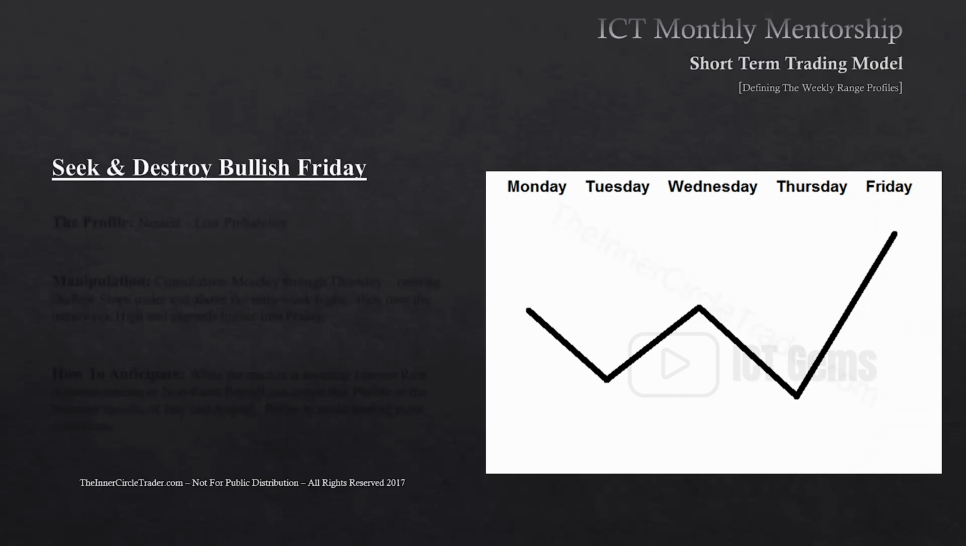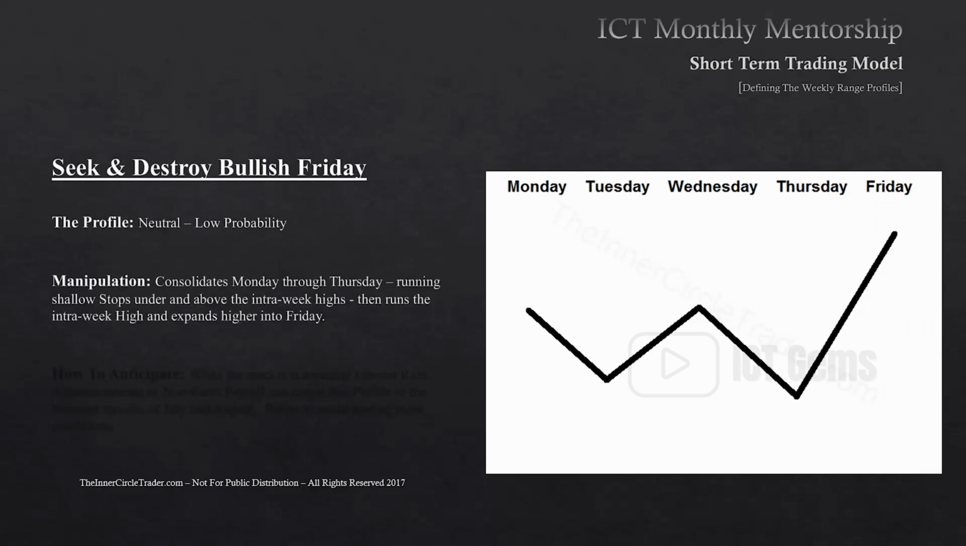Seek and destroy bullish Friday. This is a neutral or low probability market profile. The telltale signs of manipulation in this profile are where price is consolidating Monday through Thursday, running shallow stops under and above the intra-week highs and lows, then runs the intra-week high and expands higher into Friday.